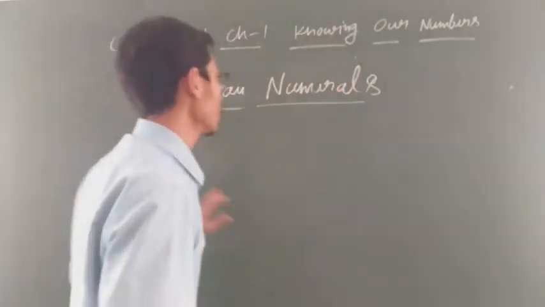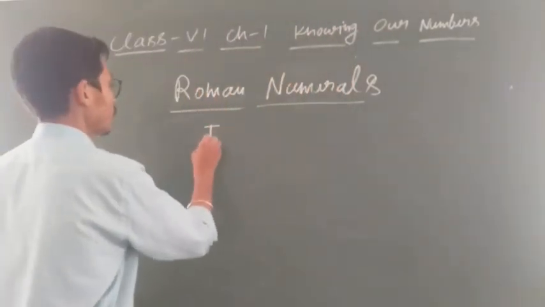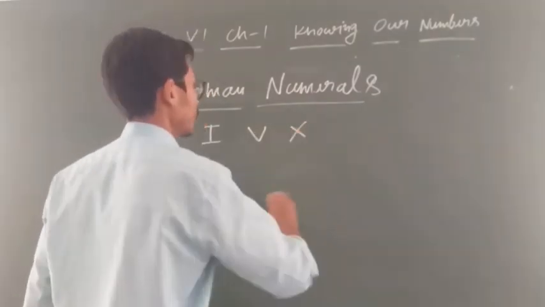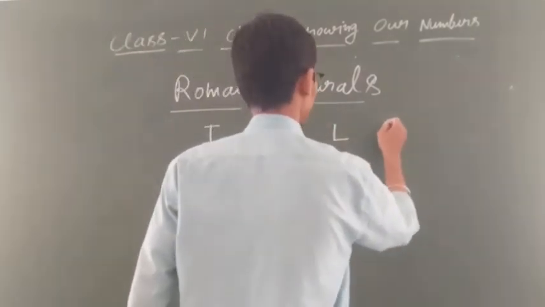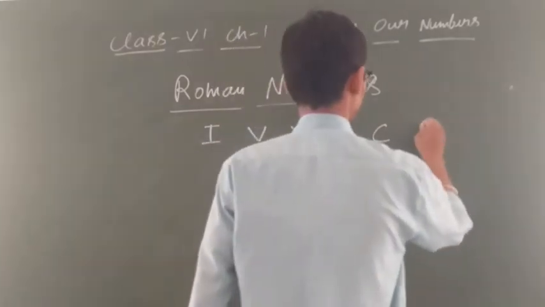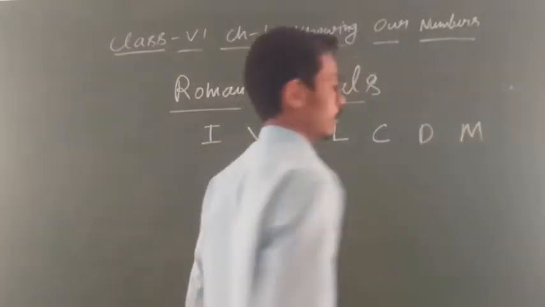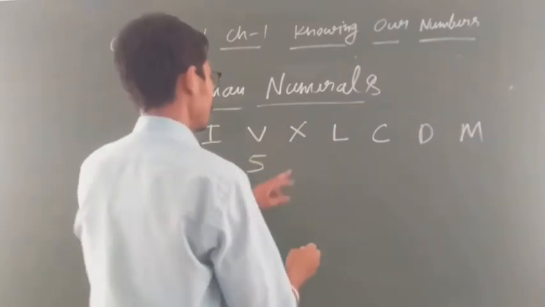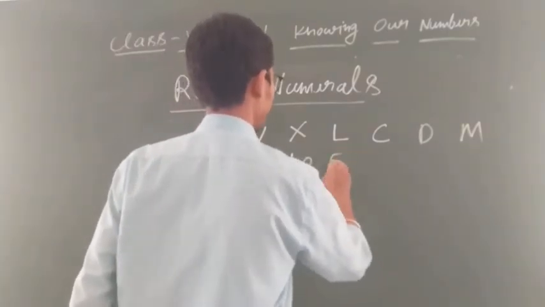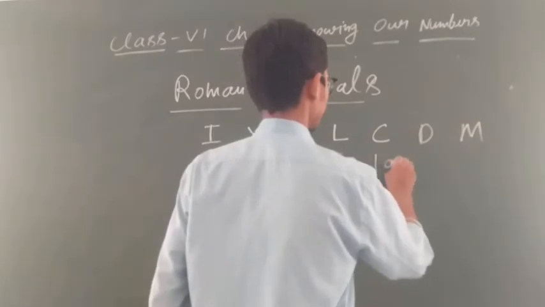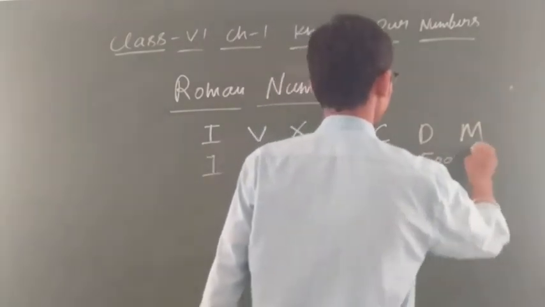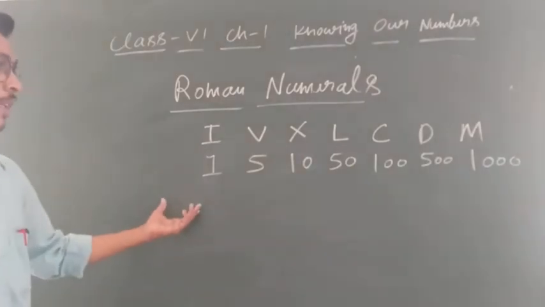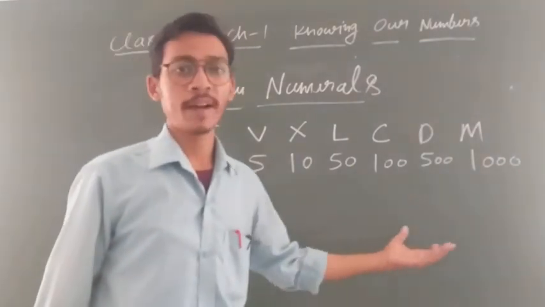अब कैसे? You know that कि some Roman numerals I am writing: 1, 5, 10, 50, 100, 500, 1000. ठीक है ना? अब what is this? This is 1, this is 5, this is 10, this is 50, this is 100, this is 500, this is 1000. Yes, student? So these are some of our Roman numerals. ठीक है ना? अब with the help of this you can find out the number.